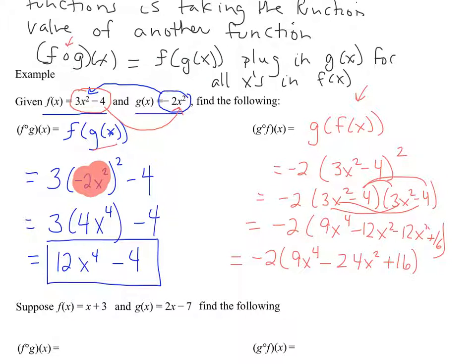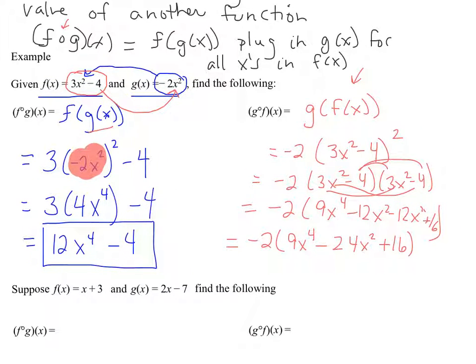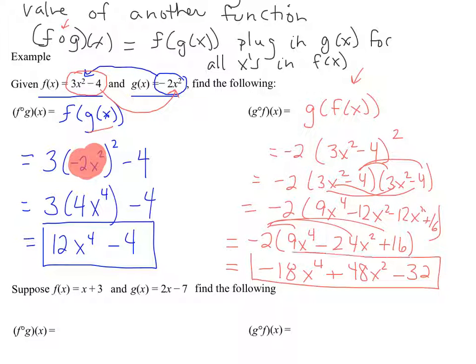So finally, the last thing I can do in my simplification is distribute this negative 2. So the composition is really pretty simple. You put them in, and then it's just your algebra skills that you have to take over with. So negative 18x to the 4th plus 48x squared minus 32. So you'll notice the two compositions, when I switch the order, f composed with g versus g composed with f, give much, much different answers.